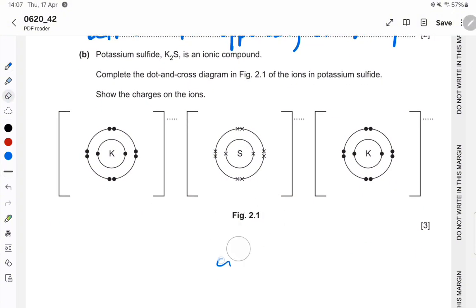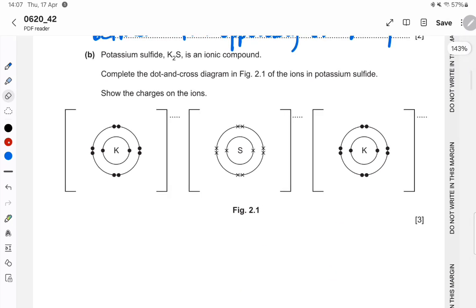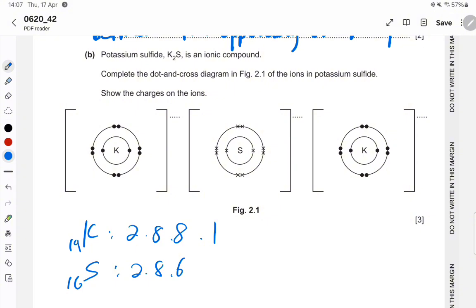Now, potassium sulfide is an ionic compound. Complete the dot and cross diagram. Again, first 20 elements at your fingertips. You remember that potassium, 19, is 2,8,8,1 and sulfur is 2,8,6. Remember, this is 16. So what's going to happen? 2 potassiums are going to donate that electron to the sulfur's 6th shell. So both of them must have a third shell. Remember 2 is for the first shell, 8 the second shell.